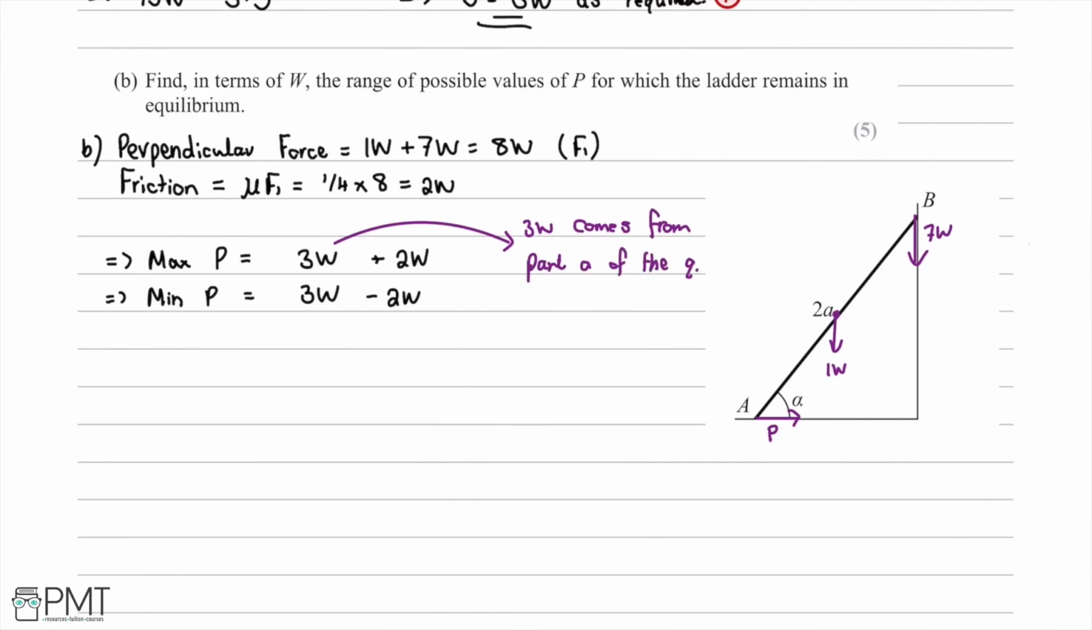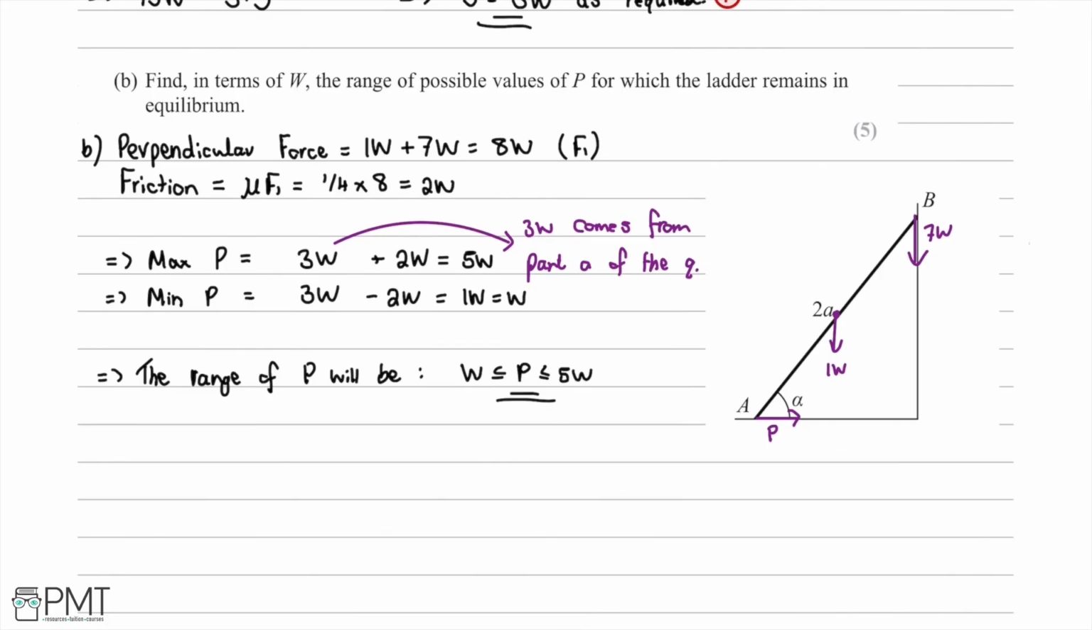So then, therefore, we know that this is going to be 5W, and the minimum will be 1W, which is equal to just W. So therefore, we can state the range. The range of values of P will be W, P, and 5W. So the range of possible values are going to be P between 1W and 5W.